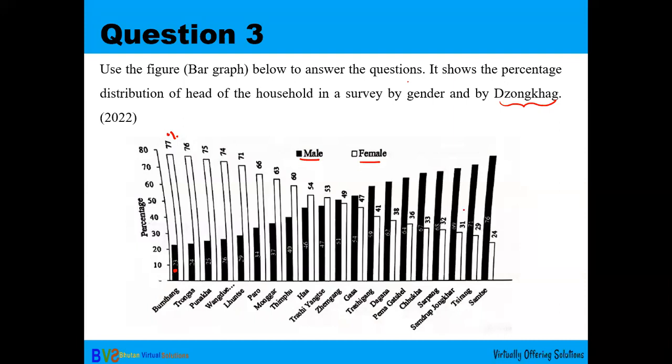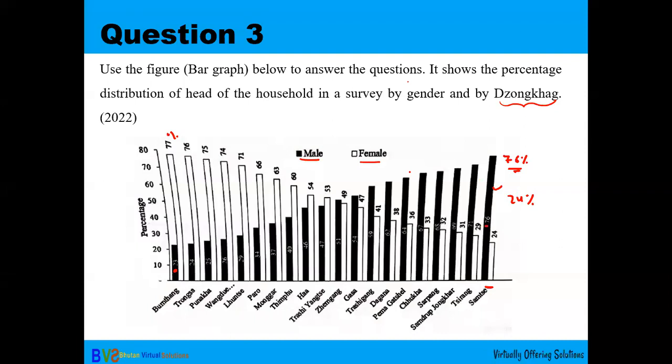All right. Similarly, you see it for Samtse. For Samtse, the male, the black one, comes to 76%. Are you able to see this number? 76% of the male, and 24% the female. What does it mean?